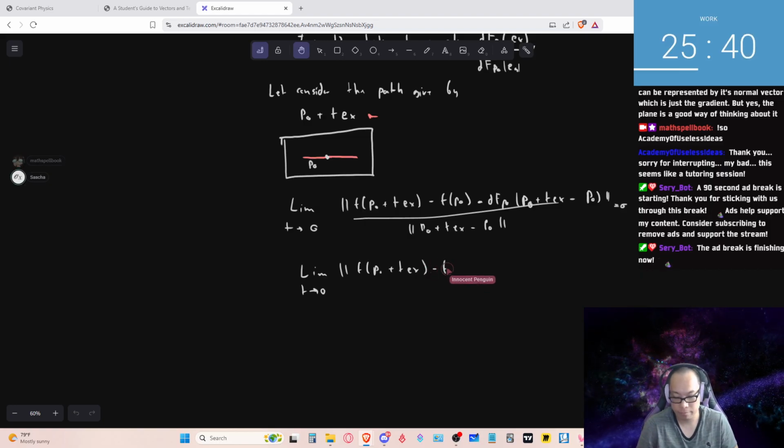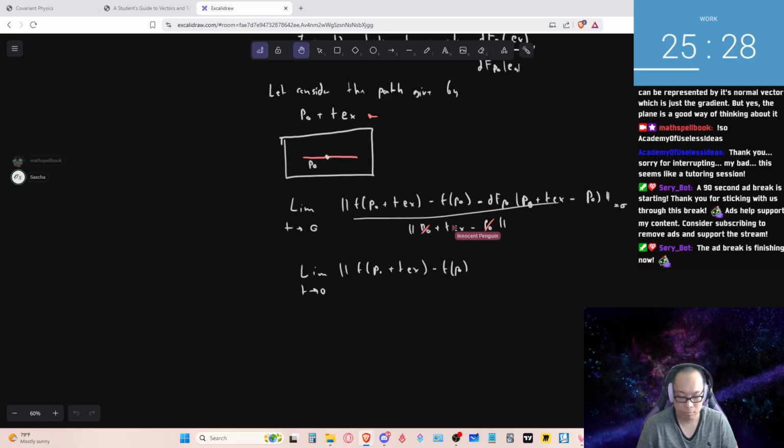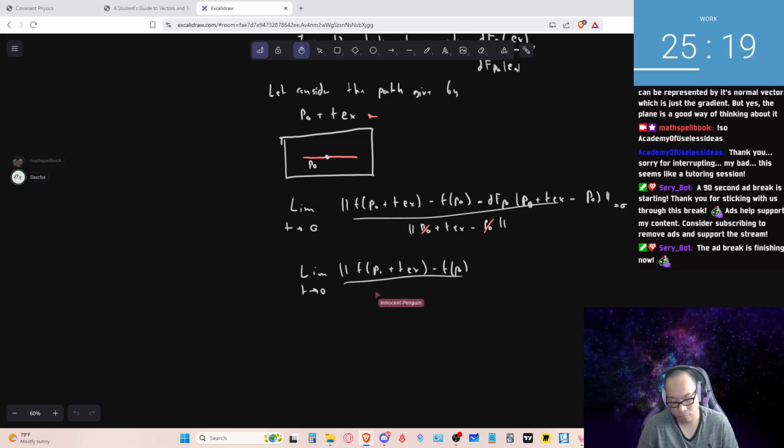So we get that. Below, the P0 are cancelling out. So we're basically left with T times Ex, right? But that's a scalar, so I can put it out of the absolute value, out of the norm. We just get absolute value of T, and the norm of Ex is just 1, right? So the denominator just becomes absolute value of T.